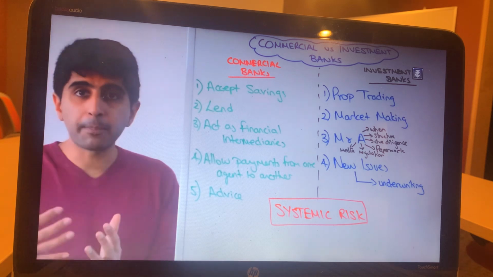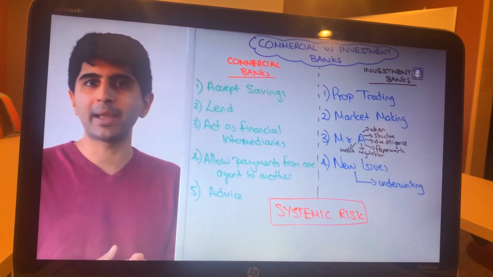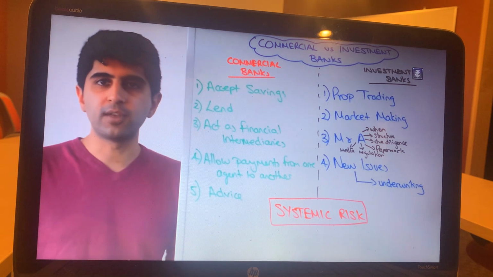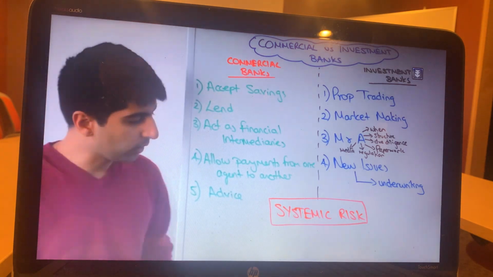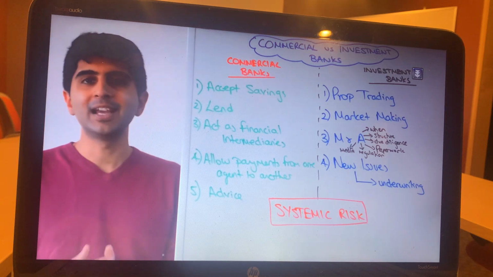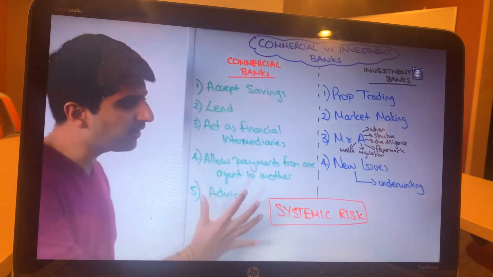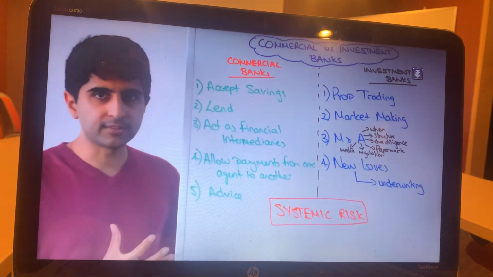But also to allow payments from one agent to another, so you know you can divert funds from your bank account to businesses, for example, if you want to pay for goods and services. That's a very important function that commercial banks have as well. They also offer advice, insurance advice, financial advice. That is another key function that commercial banks have. But you see, very simple, not hugely profitable, the commercial banking side.